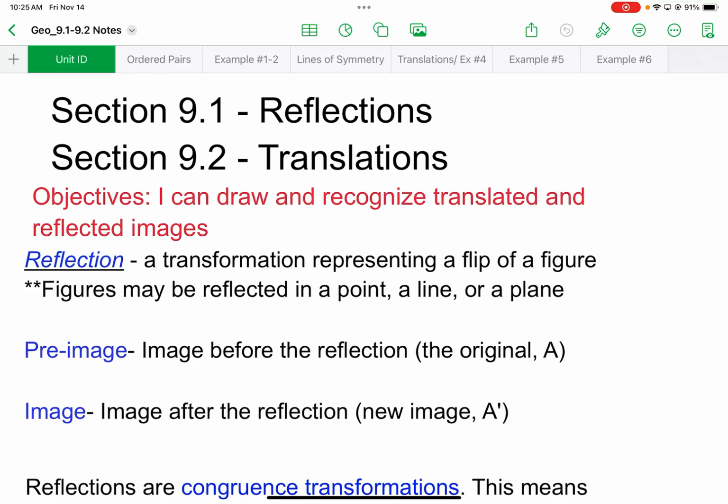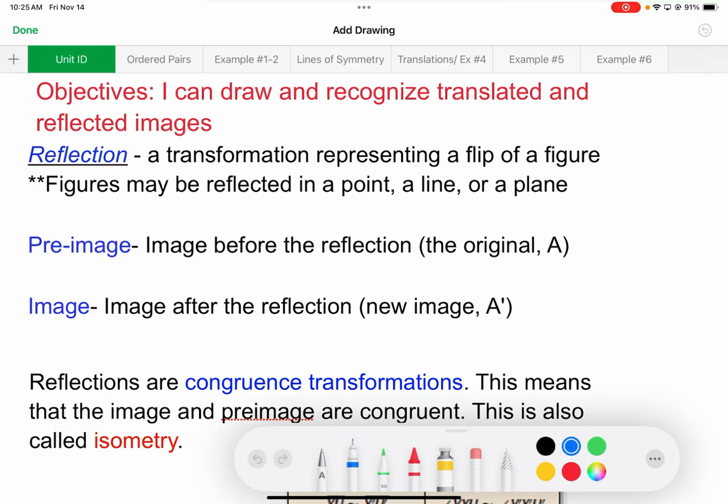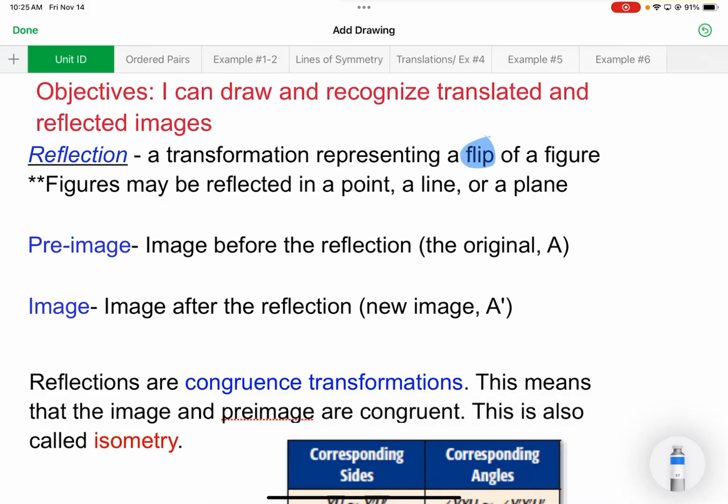All right, so a reflection is a transformation that represents a flip. That's probably how you guys have thought about it in the past, the word flip. It represents a flip of a figure. Figures may be reflected in a point, in a line, or in a plane. Most of what we will do is spend our time talking about reflections over a line. We'll do a little bit of stuff where we reflect things over a point as well, so we'll see that in a second.